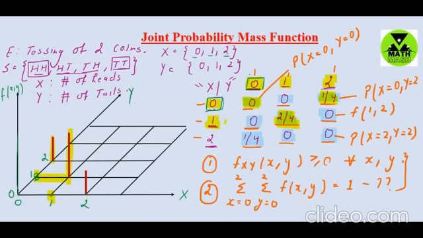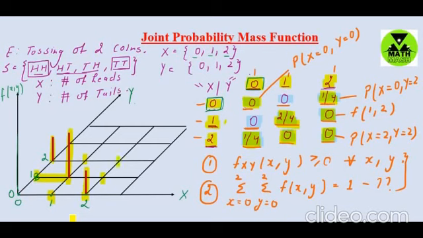Then we have x equals 1 and y equals 2. It is this point, so it is 0. Then x is 2, y is 0. This is this point, so the probability here is 1 by 4. So here we have this line, that is 1 by 4. Then x is 2, y is 1, corresponding to this point. The probability is 0.